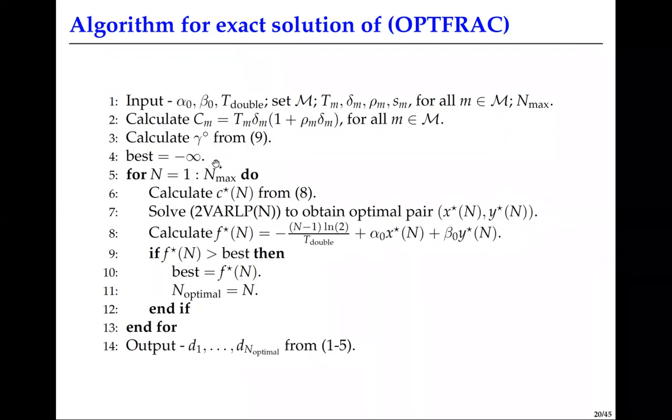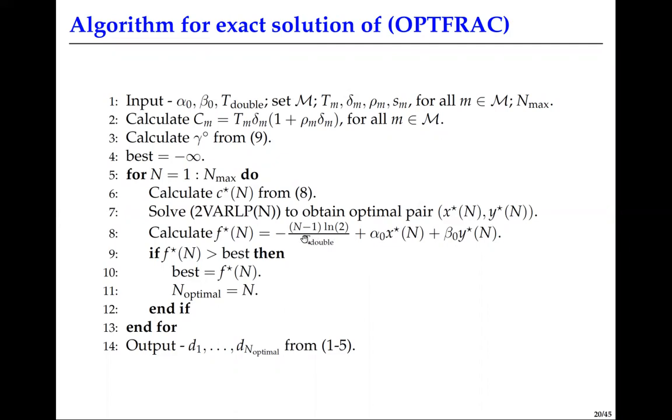But the idea here is basically that you can actually calculate all the quantities. You can calculate gamma 0, you can calculate Cn star when needed, for each n, and just solve that 2-variable linear program to obtain that pair x star, y star that I just discussed a few minutes ago. Calculate the corresponding objective function value.